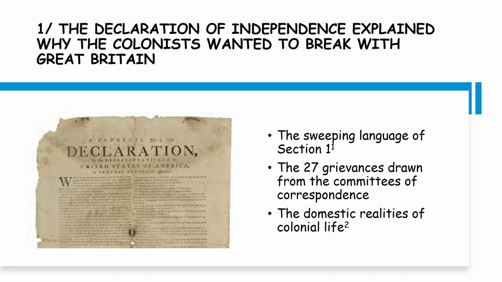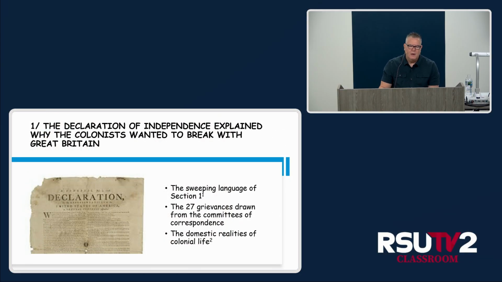So the Declaration of Independence explained why the colonists wanted to break with Great Britain. You have, of course, the sweeping language of Section 1. It's famous. "When in the course of human events it becomes necessary for one people to dissolve the political bands which have connected them with another, and to assume among the powers of the earth the separate and equal station to which the laws of nature and nature's God entitle them. A decent respect to the opinions of mankind requires that they should declare the causes which impel them to the separation." This is the language, of course, of Thomas Jefferson.